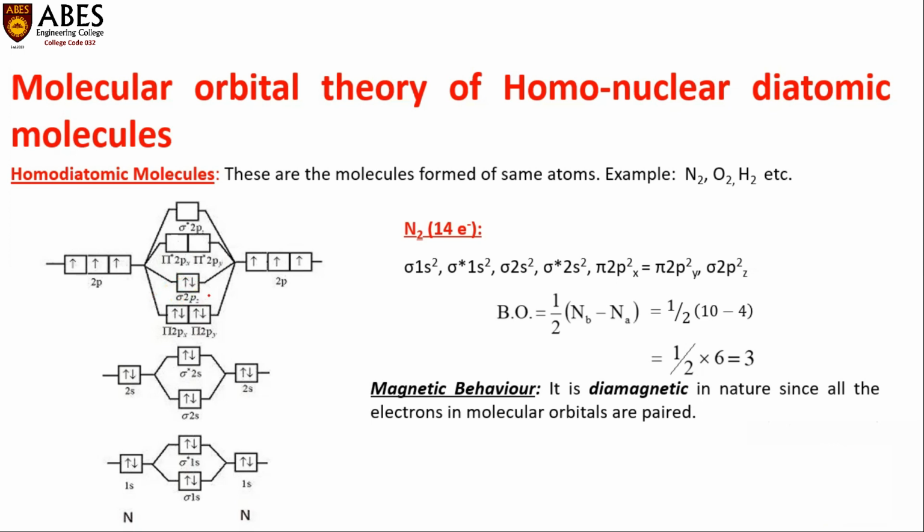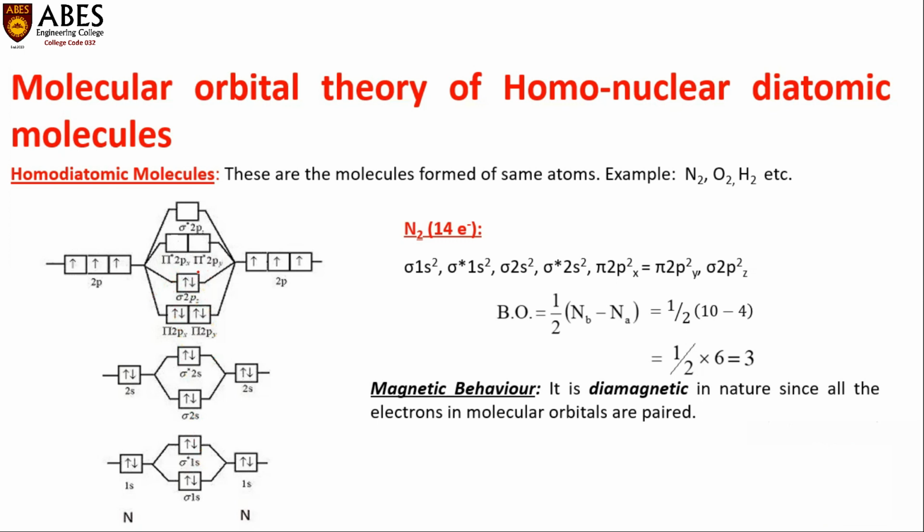So from here we can analyze the magnetic behavior of the nitrogen molecule. As is clear from the figure, all the electrons are paired in the molecular orbitals. Therefore, the nitrogen molecule exhibits diamagnetic behavior.